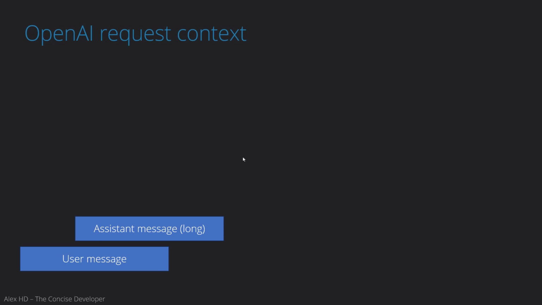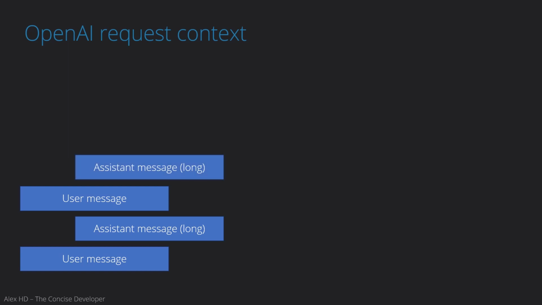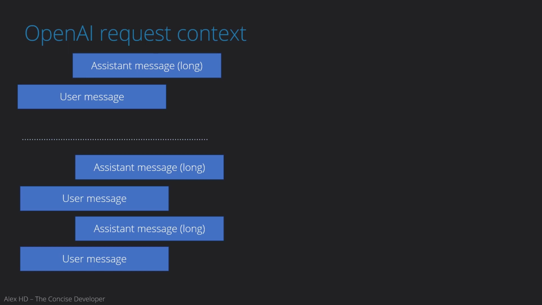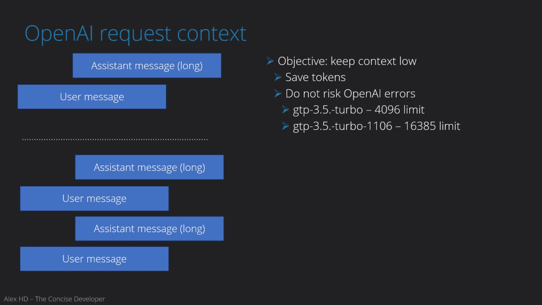If I ask ChatGPT through the OpenAI API, hey, write me a long essay, it will give us that. But then we will send that essay back as a context, and then we will ask again. Well, for a few messages that shouldn't be a problem, but as the conversation goes on and on, the context will get really big, and our objective would be to keep this context low. One reason for this is to save tokens, because we will be billed by the tokens from OpenAI, so we don't want our bills to explode.